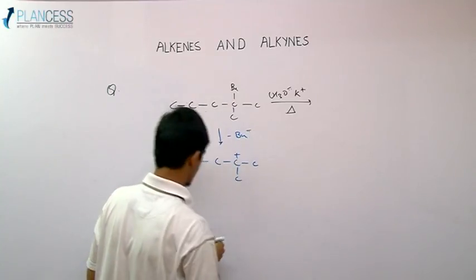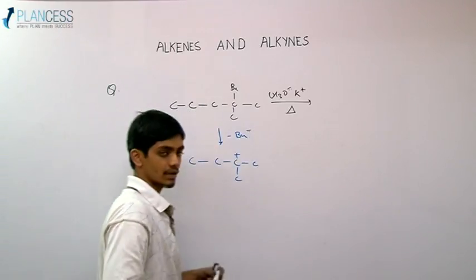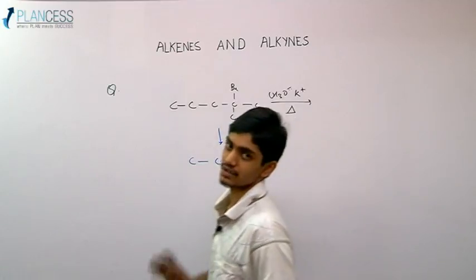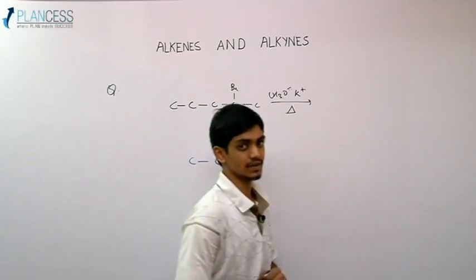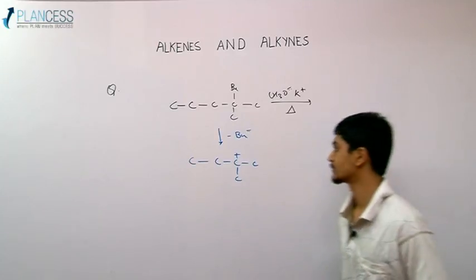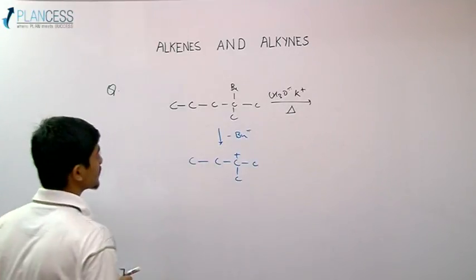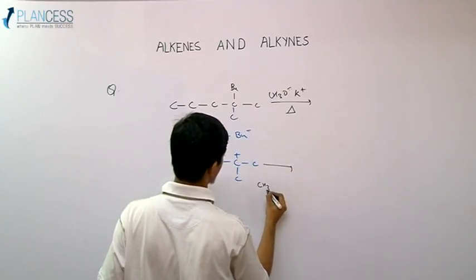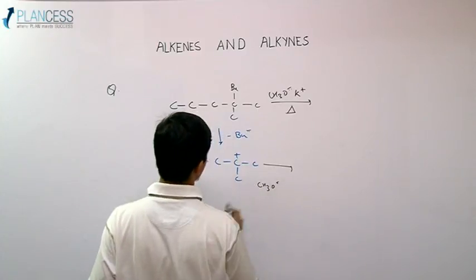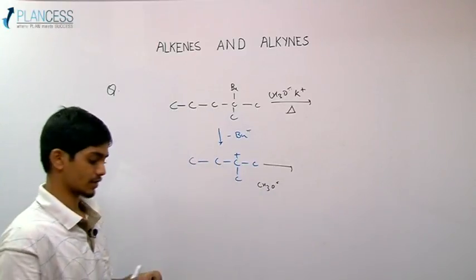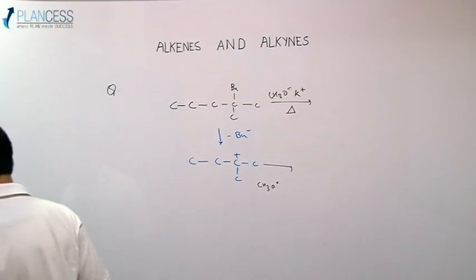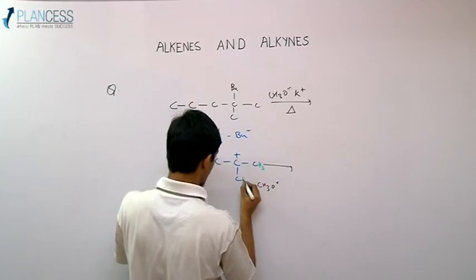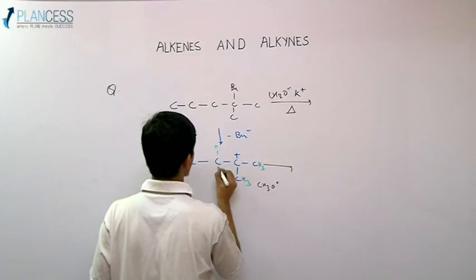Now with this intermediate, will this thing rearrange? No. This is a tertiary carbocation, and tertiary carbocations do not rearrange unless there is a case of ring expansion. So this carbocation won't rearrange. That means we can simply take this CH3O minus, which is a base, and abstract one of the beta hydrogens. Now what are the beta hydrogens that are available to us? We have 3 beta hydrogens over here, 3 over here, and 2 over here.